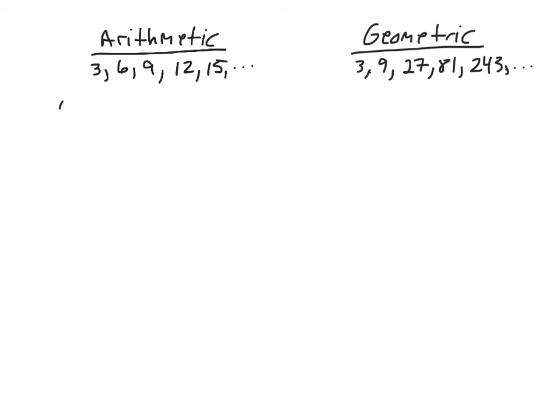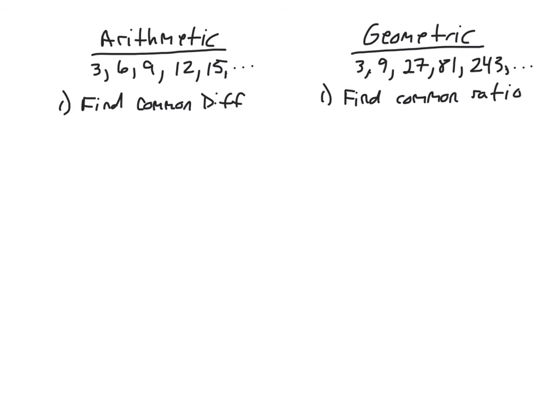First skill. Find common difference. But if it's geometric, you're going to find common ratio. Or, as they use in the book, multiplier. Let's do it. We already know how. I just look at the pairs in the sequence and I see how it changes. I add 3, add 3, add 3, add 3. D equals positive 3.